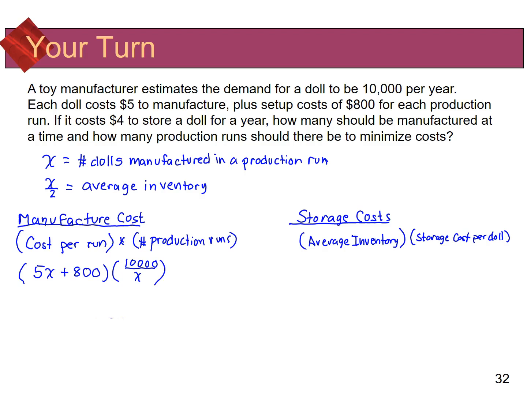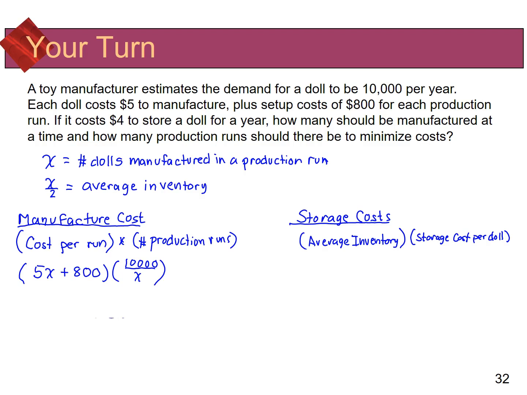The storage cost is going to be the average inventory, which is always going to be X over 2. And that's the case that they're having you do, because we're always assuming a steady decline. These dolls are going to be moving out of the warehouse at a fairly constant rate, whereas it may have situations where it might go up and down as far as how fast they're moving out. That requires much more sophisticated math, and we're not ready for that yet. So here we're just assuming it's a steady move from the warehouse out into the stores. So our average inventory is going to be X over 2.